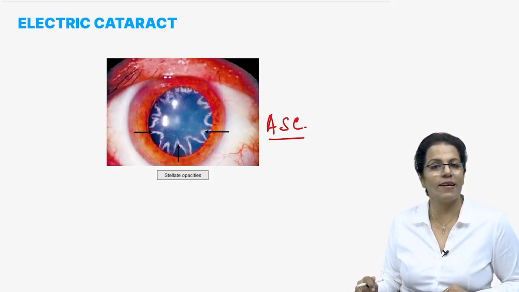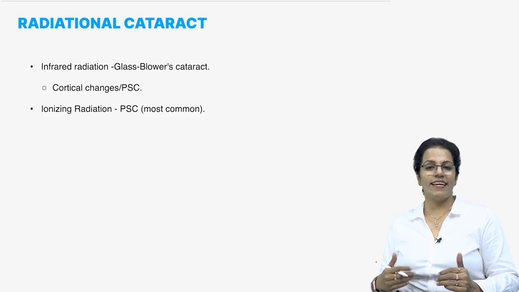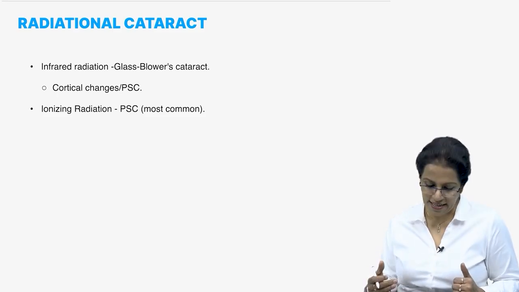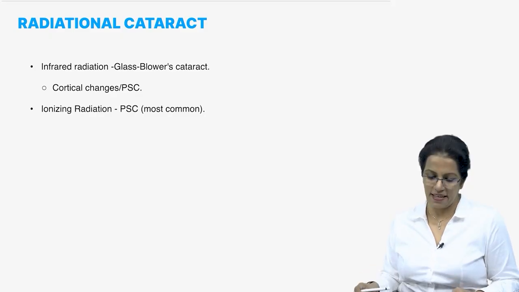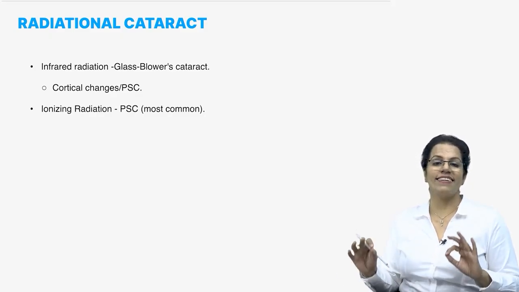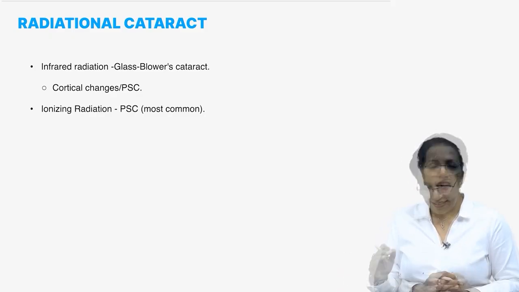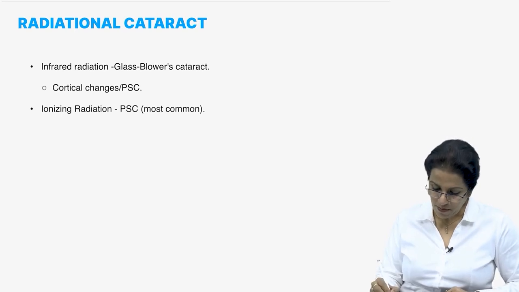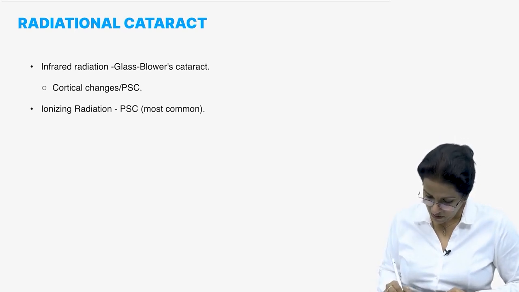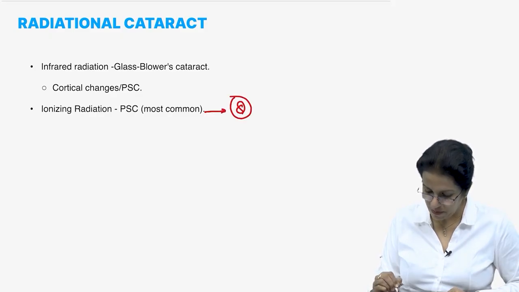They are anterior subcapsular. What is the next type of etiologically classified cataract? It is radiational cataract. All electromagnetic radiations can lead to cataract. Keep in mind. So radiational cataract, there's one interesting question. Of course, one important question is this one. Let's first see to this one. Most common type of radiational, if they ask you, you answer PSC.